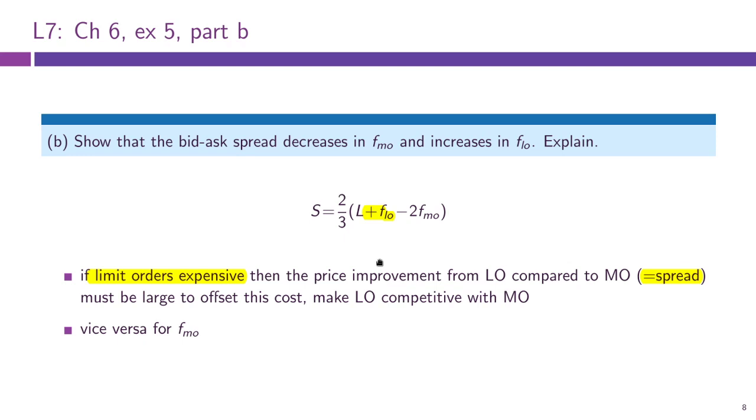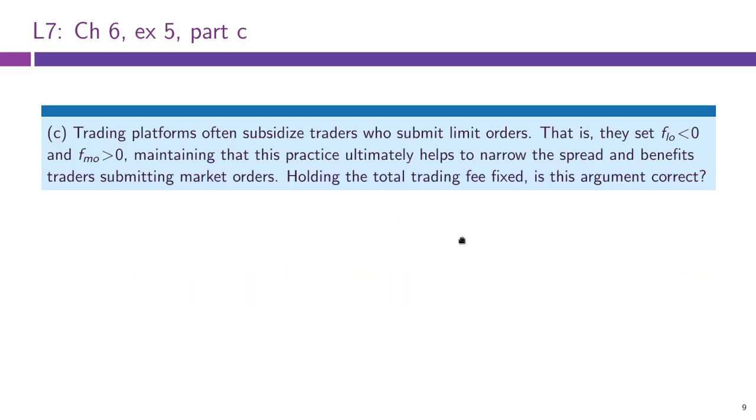And the argument for market order fees is the mirror opposite. If we increase the market order fees, market orders become less appealing in relation to limit orders. So to restore the indifference, we need to decrease the appealingness of limit orders. So we need to decrease the price improvement, which means we need to decrease the spread in equilibrium. Simple as that. And part C, just as quickly.